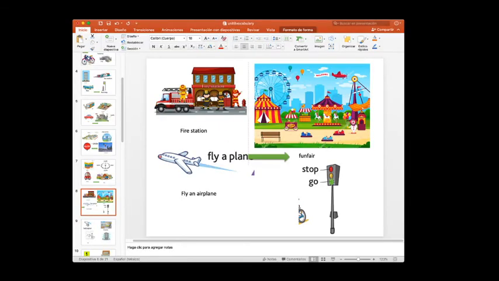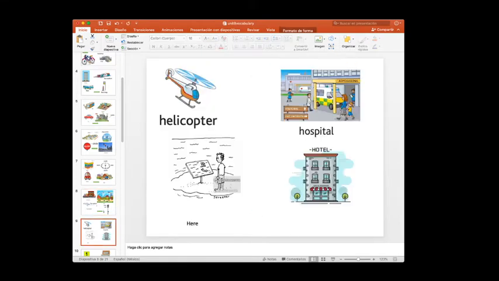Another one we have is traffic light. Okay. The green light means go. Okay. This other one we have, this is a helicopter. Helicopter. Okay.